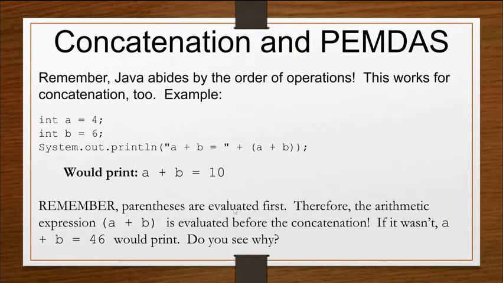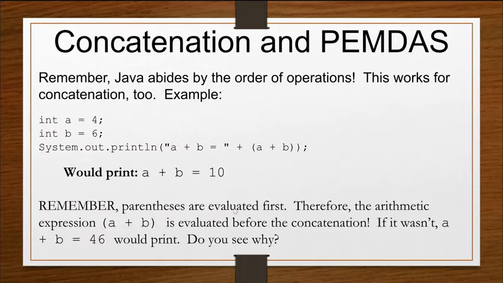Remember, Java abides by the order of operations. This works for concatenation too. In fact, concatenation, the plus operator, shares precedence with the plus addition operator. So you really execute from left to right, and concatenation is executed at the same time as addition and subtraction.